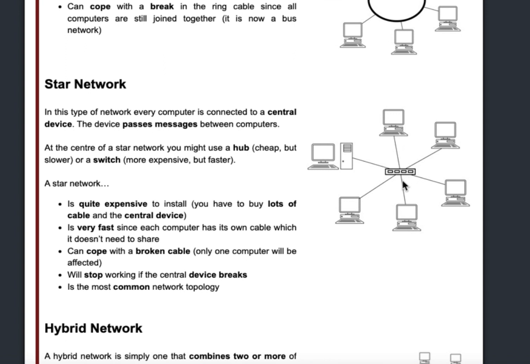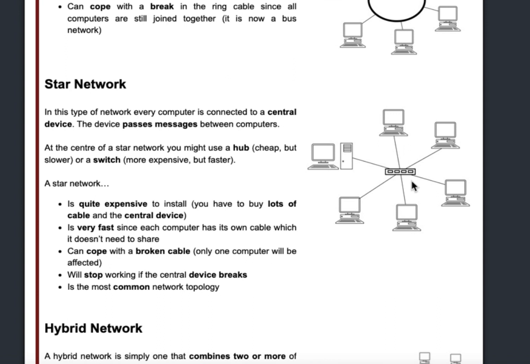And then something we can call the advantage is that it's very fast. The speed is very fast, especially when you use a switch as your central device. It's going to give you a very fast Ethernet speed in your office. When you use a switch, not a hub, you get value for your money. This computer has its own cable, which it doesn't need to share. It just has its own cable that goes to the switch, and it doesn't need to share that cable with any other computer or device on the network.